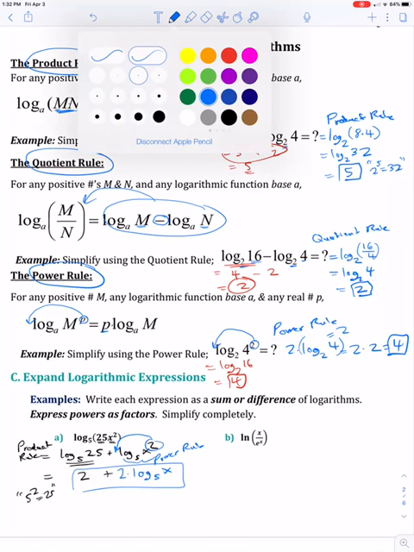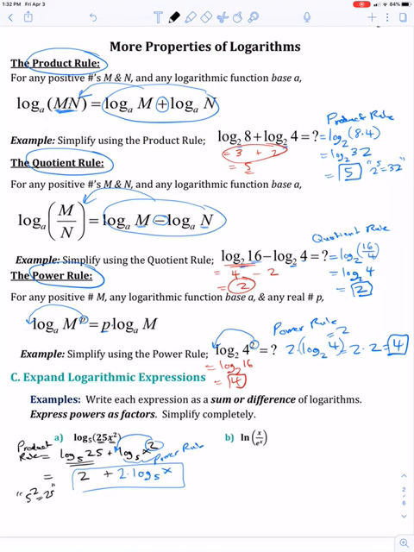Let's take example B and break it up using our properties. So here I've got a fraction, so we can use the quotient rule. The quotient rule allows us to create a difference of logarithms. So here we've got our m and our n, so to speak. So log base e, the natural log of the numerator, minus log base e, or natural log, of the denominator. So we've got natural log of x minus natural log of e to the x.